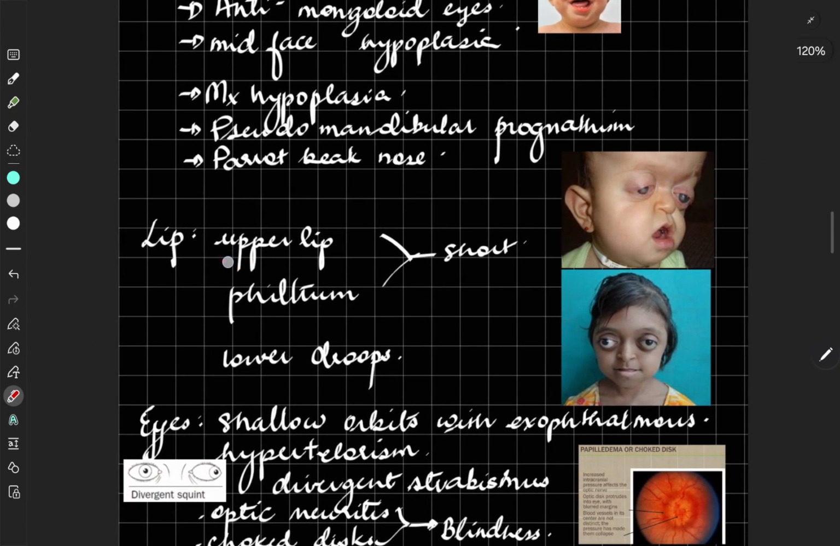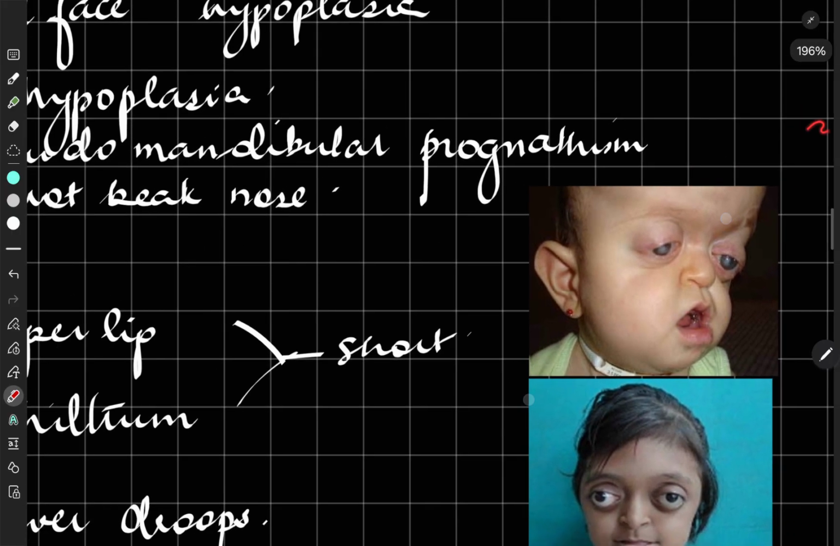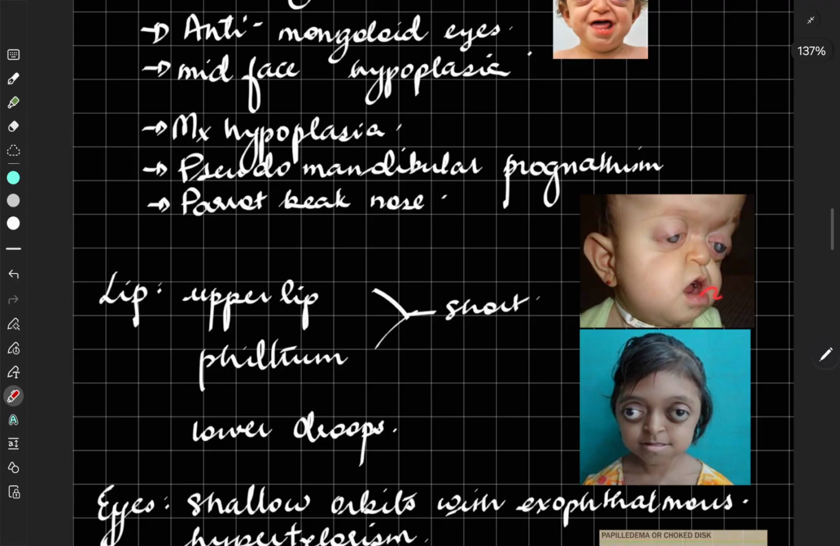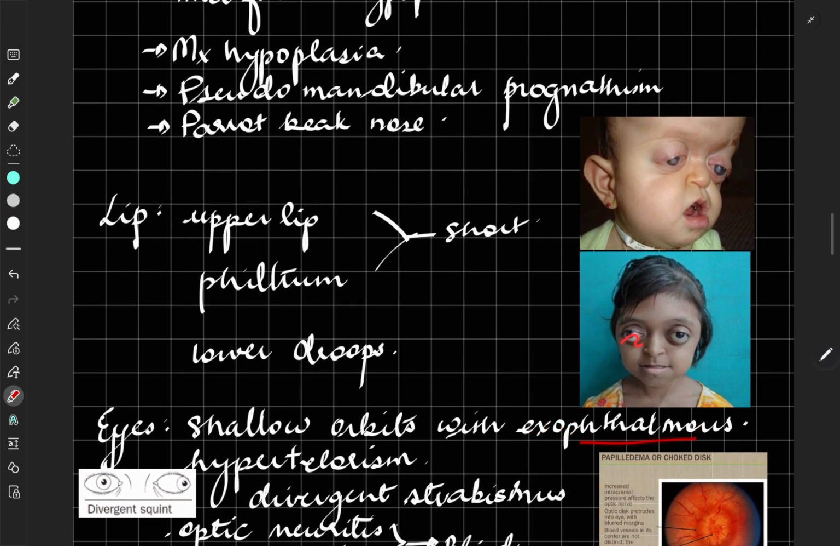The upper lip and philtrum are very short. Can you appreciate it in this one? The upper lip and the philtrum are very short as compared to the lower lip, which is lower and drooping. As the mandible is big and the maxilla is very short, the lower lip will be drooping and the upper lip is also short. There are shallow orbits with exophthalmos. Can you appreciate it here? There are shallow orbits with exophthalmos.